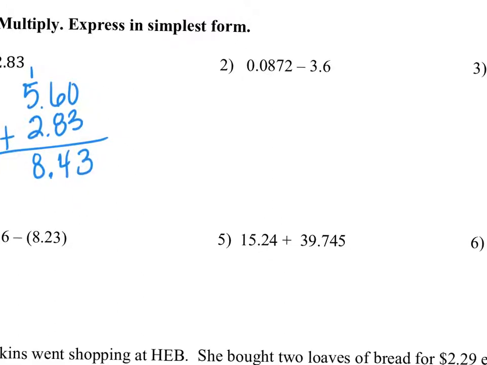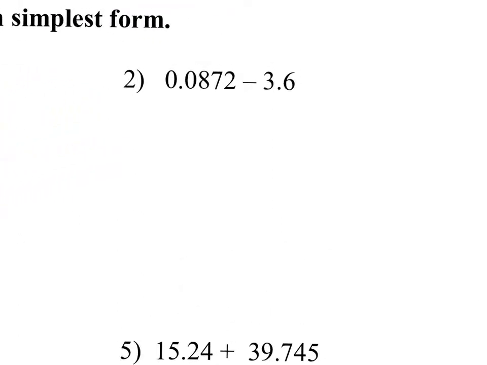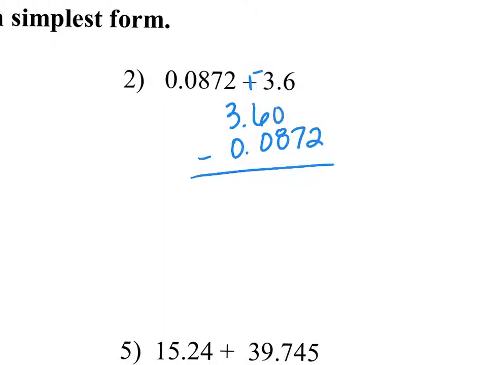Okay, number 2 is a little bit more unique. Okay, we have a positive 0.0872 and a minus 3.6. And I almost said negative because I can't take 3.6 from this little bitty number. So I'm going to leave, change. So when I leave, change that means I'm going to subtract and keep the sign of the larger. So I'm going to put 3.6 on top and 0.0872 on bottom. And then make sure I fill in all of my zeros.